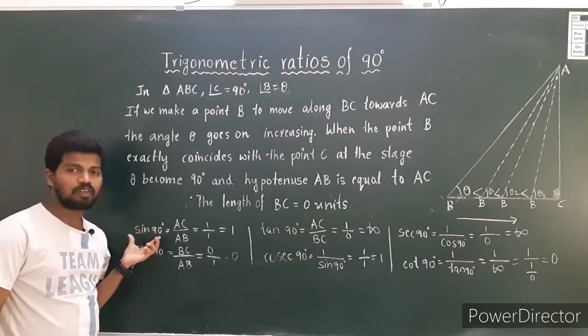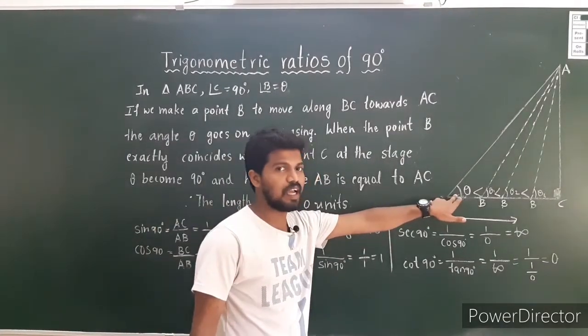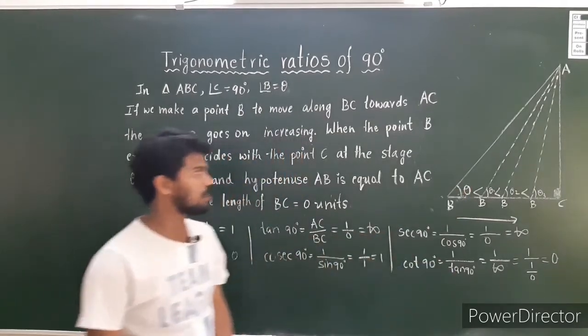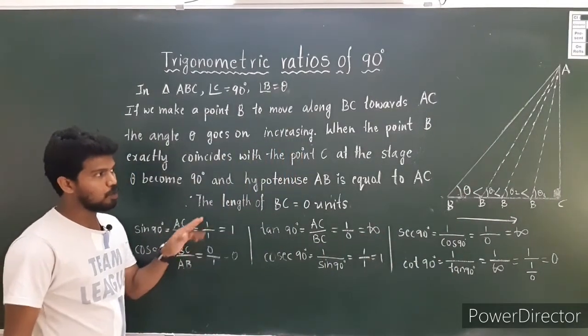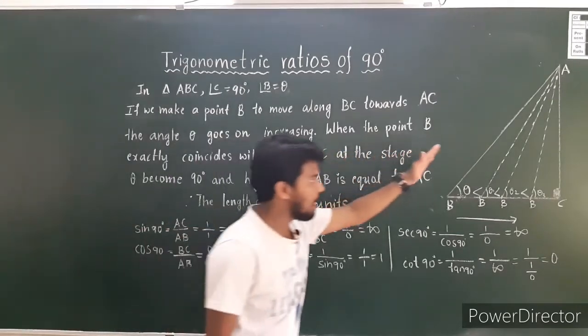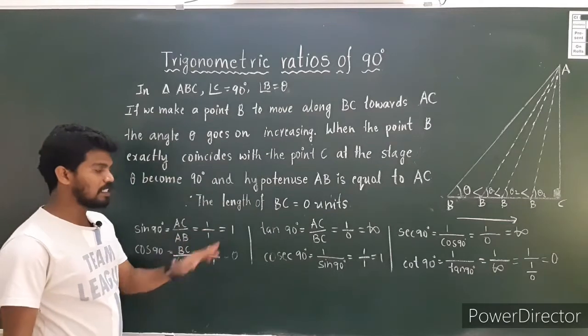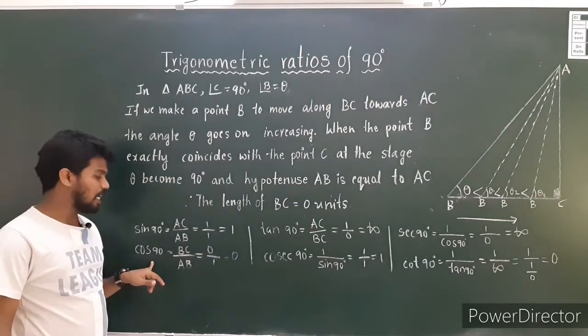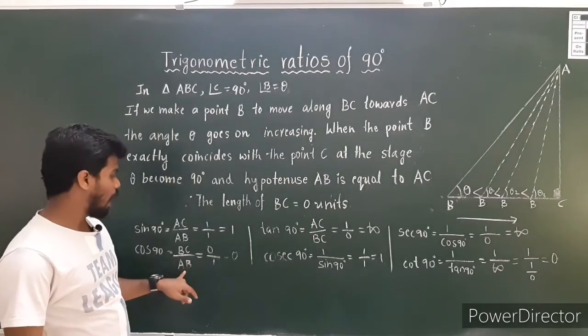So now first find out sin 90. So theta is here. So what is the definition of sine? Opposite side by hypotenuse. So what is the opposite? AC by AB. Both are equal, as AC and AB are merged. So 1 by 1, that is 1. Next, cos 90. So what is the definition of cos? Adjacent side by hypotenuse.